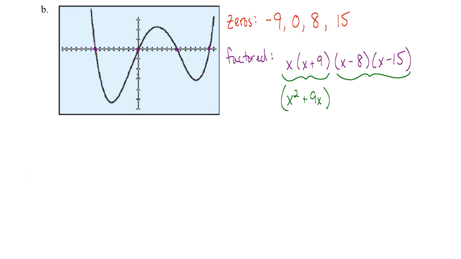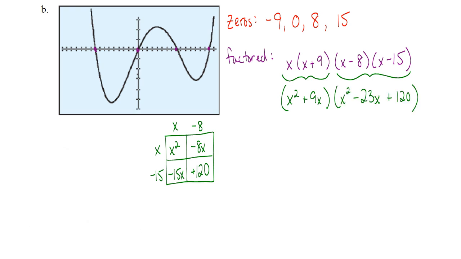So the x times x plus 9, that just gives me x squared plus 9x. Now the other part I'm going to do over here, and we end up getting, on the outside of our box, we put these pieces, so we get x squared minus 8x minus 15x plus 120. Combine like terms, and we get x squared minus 23x plus 120.